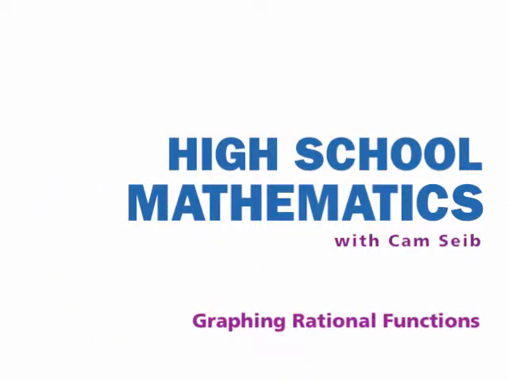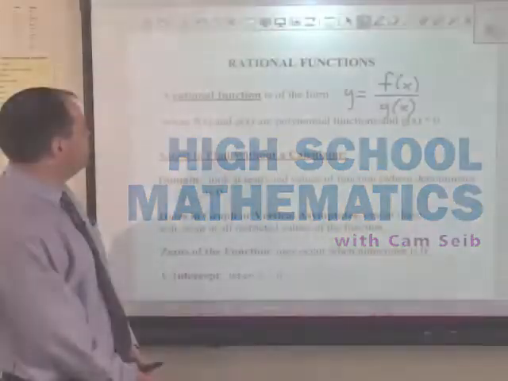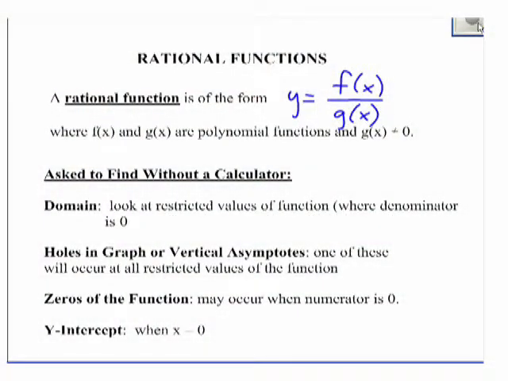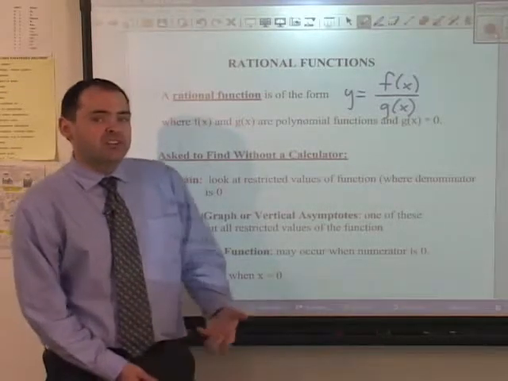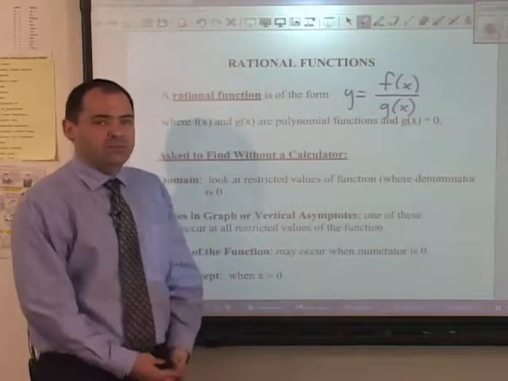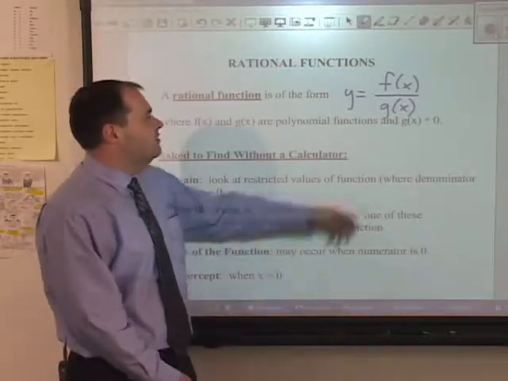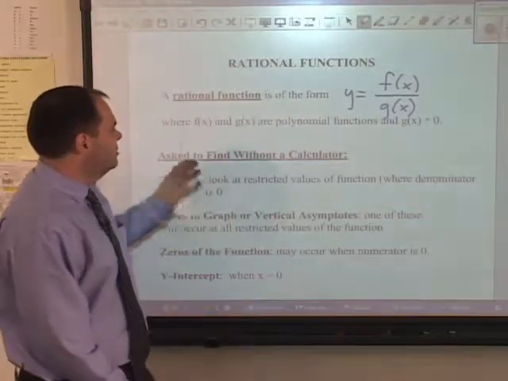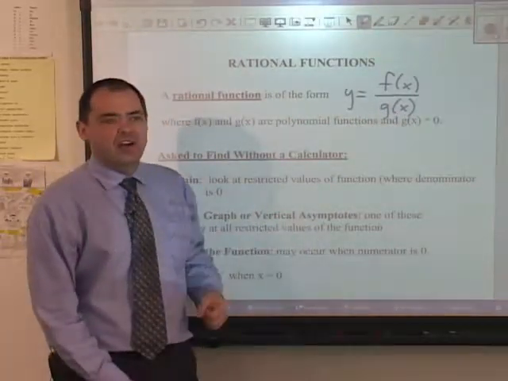Today we're going to look at rational functions. And a rational function is of the form f of x over g of x, where f and g are both polynomial functions and g of x cannot be 0. A reciprocal function is a special type of rational function in which we have 1 over g of x.